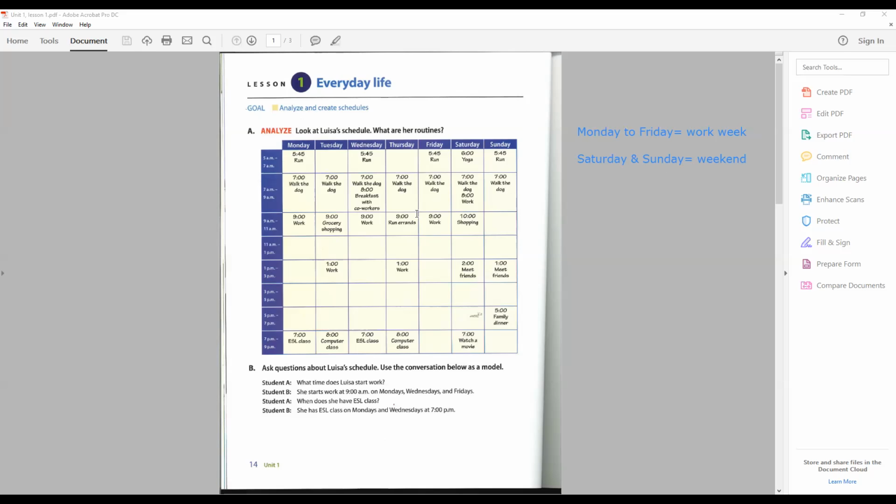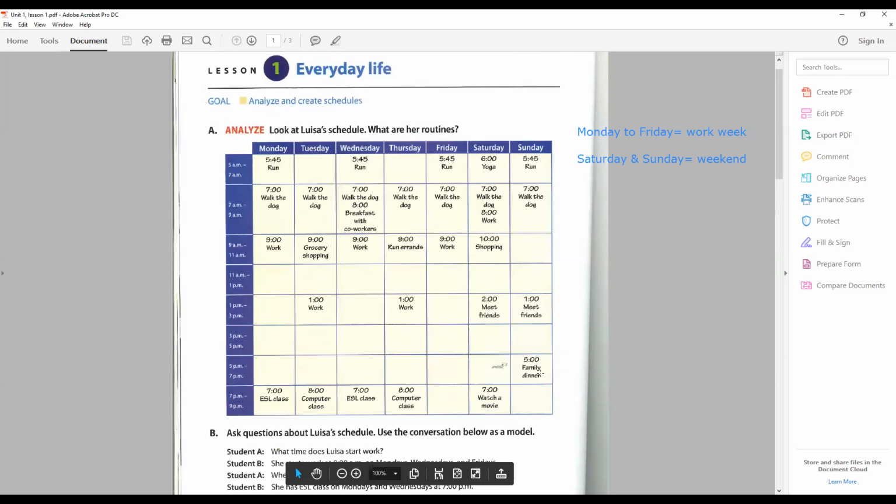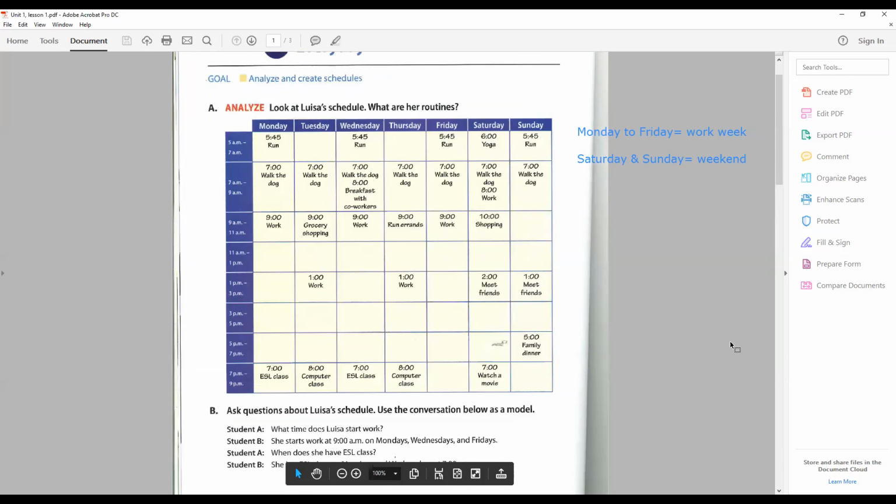And it has little breaks of times, right? So it has from like 5 a.m. to 7 a.m., 7 a.m. to 9 a.m., 9 a.m. to 11 a.m., 11 a.m. to 1 p.m., 1 p.m. to 3 p.m., 3 p.m. to 5 p.m., 5 p.m. to 7 p.m., and then we have 7 p.m. to 9 p.m. Let me zoom in because I'm afraid you can't see it. Okay. All right, so each time frame is 2 hours, right?